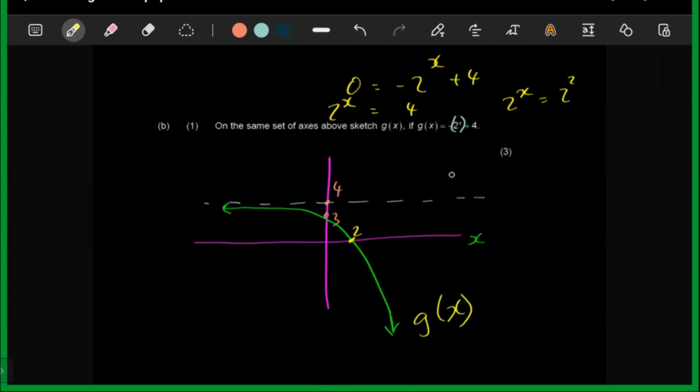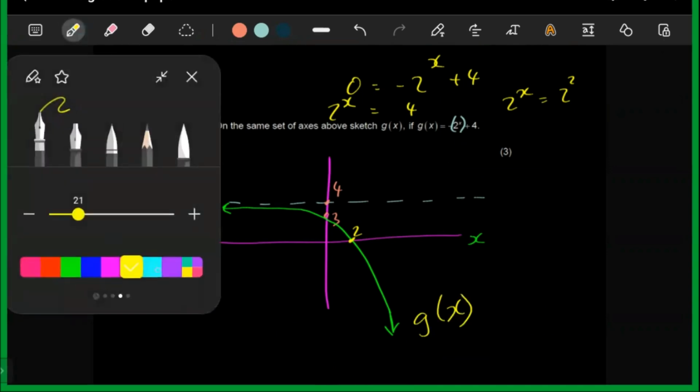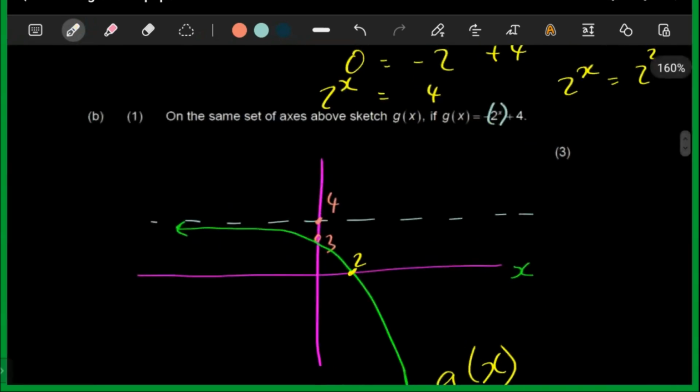You could have also just used the table method in your calculator to see how the y values are behaving. It's a 3-mark question. So let's keep it moving. Let us keep it moving.